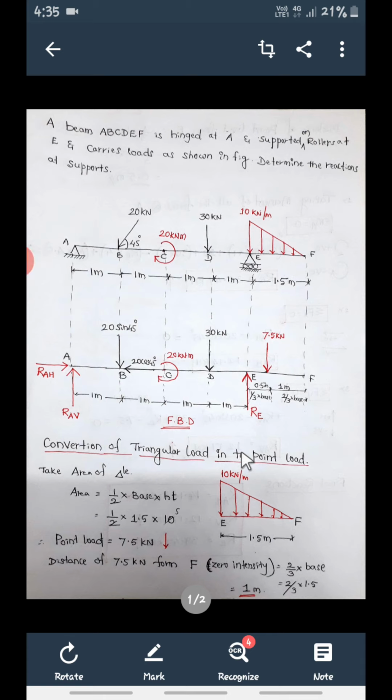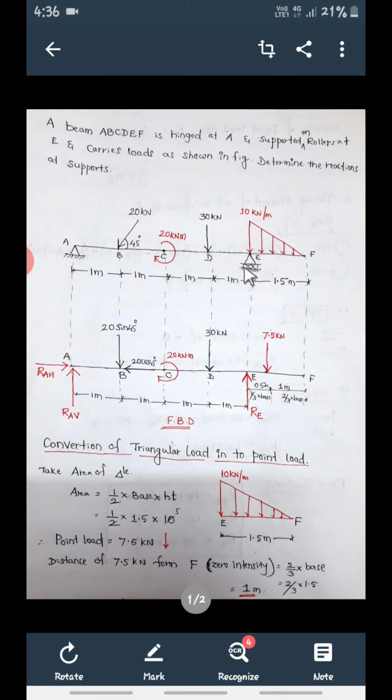Today we're going to take one more problem to find out the support reactions. So the problem is like this: a beam ABCDEF is hinged at A. There is a hinged support at A and it is supported on a roller at point E, and carries the load as shown in the figure. Determine the reactions at the supports. We're going to find out the support reactions.